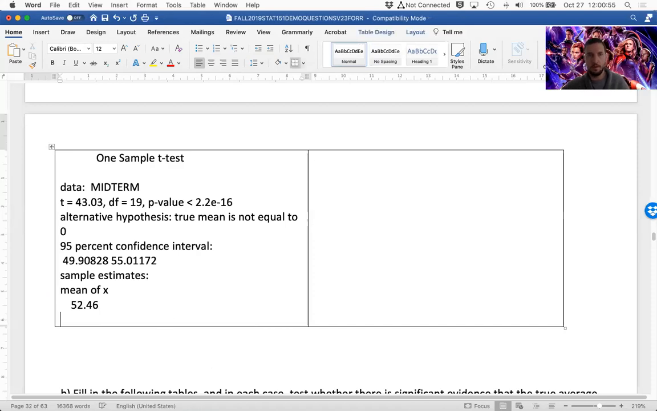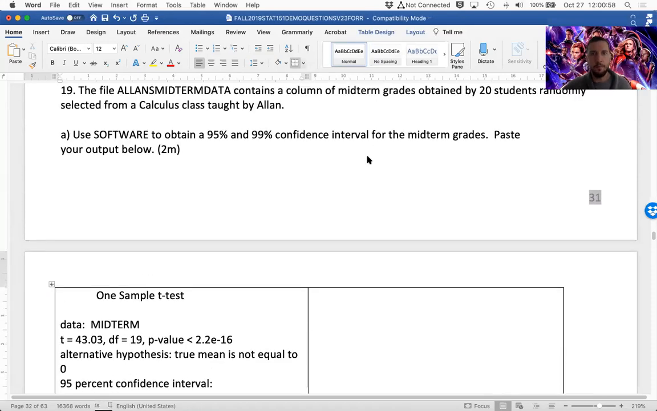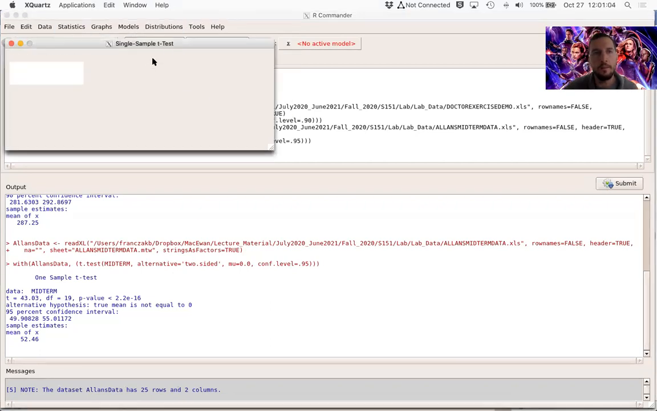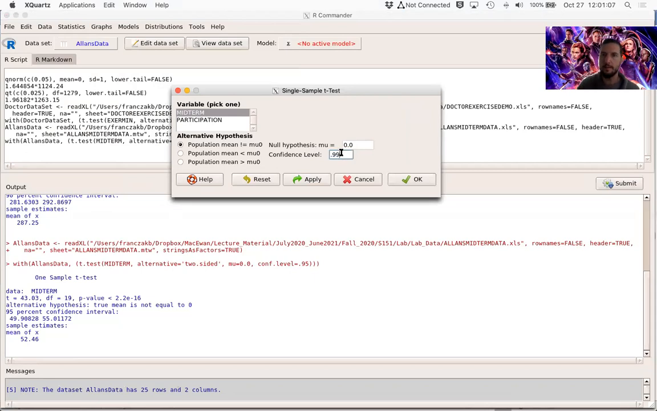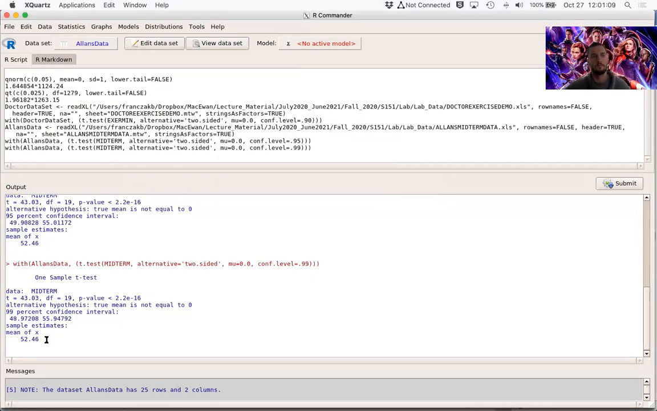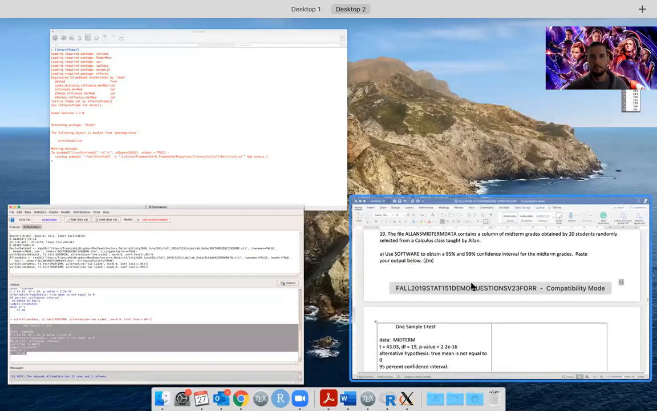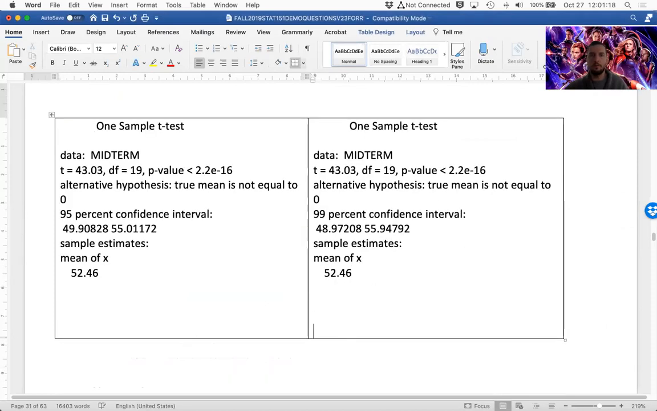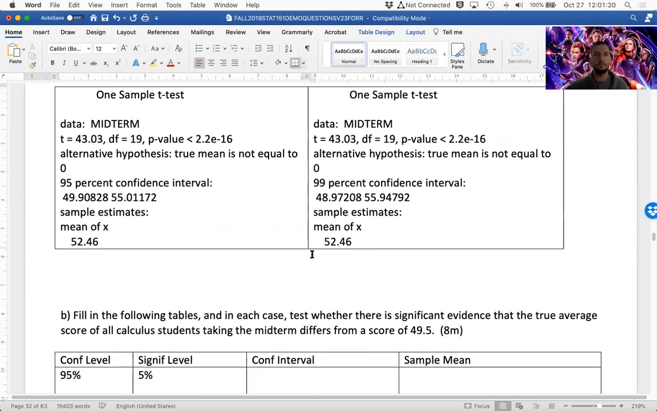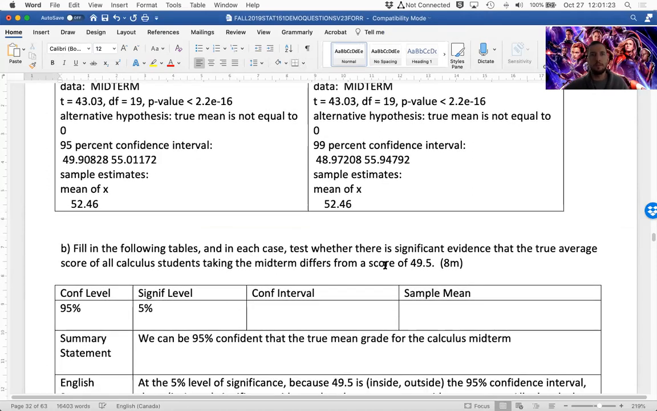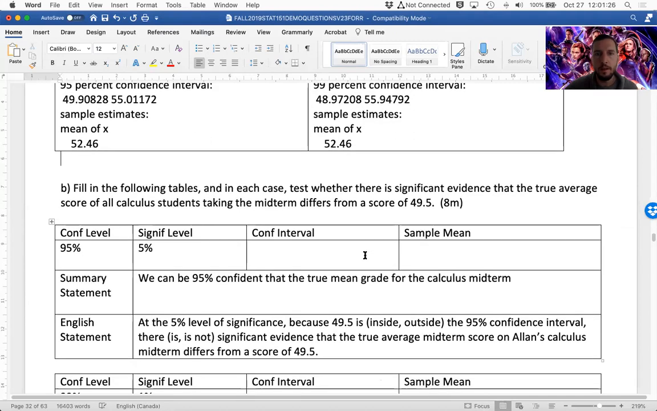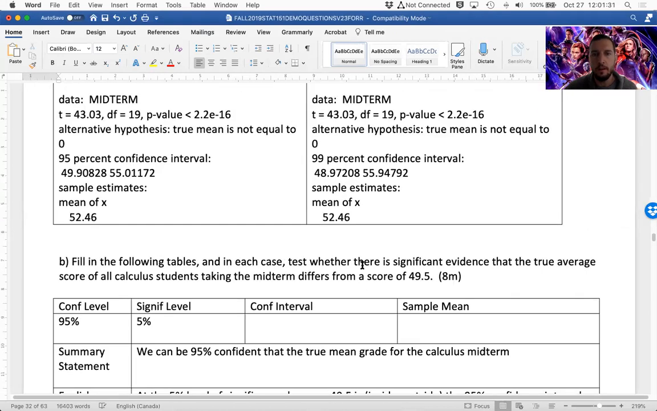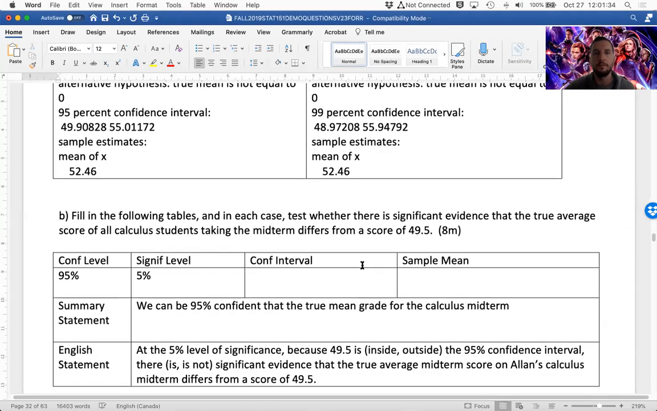Okay. Now we'll do the same thing for the 99% interval. So again, statistics, means, single sample t-test. And then we just change this to 99%. All right. So here are our two confidence intervals. Okay, now for each interval, fill in the tables below, and in each case, whether there is significant evidence that the true average score of all calculus students taking the midterm is different from 49.5.